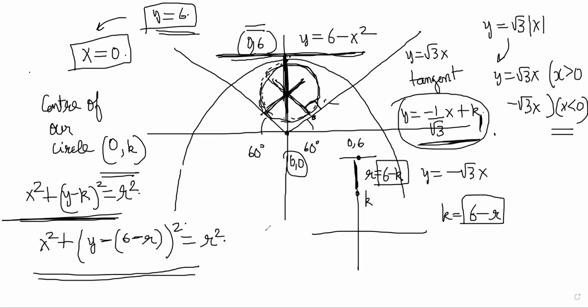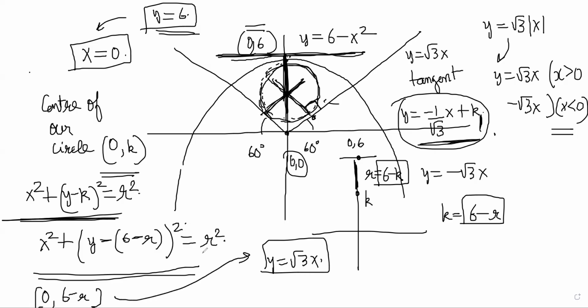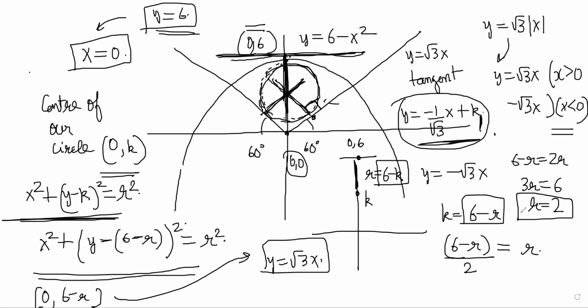And now I will check the fact that y is equal to root 3x is tangent to the circle. For that to happen, the perpendicular from the center, and the center of the circle is (0, 6 minus r), to this line should be equal to length r. So I will do that now. It will be |6 minus r| by 2 is equal to r, with a modulus. So I'll get 6 minus r is equal to 2r. So 3r is equal to 6 and r is equal to 2. That is one case. And you can do the minus sign also, but that doesn't give us a valid answer.